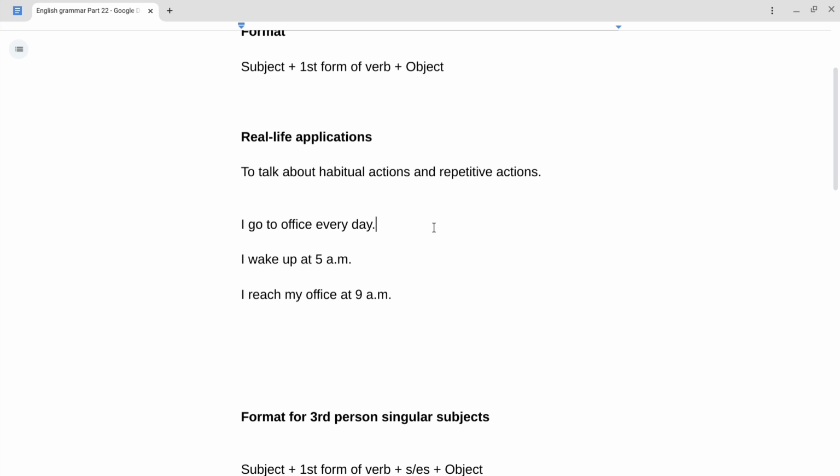So I go to office every day means you have a habit of going to office every day. On every working day you go to office, that is your habit. That is what you do in a repetitive manner. That is the reason why we use the first form of verb go.